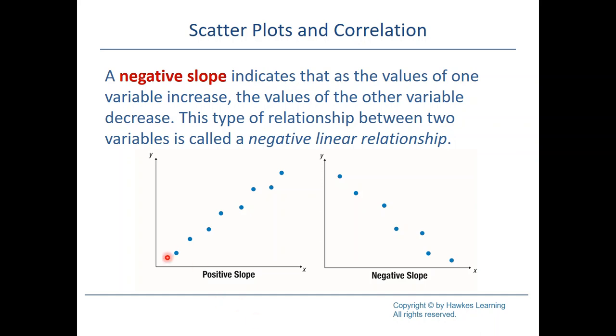That type of relationship will be called a negative linear relationship. And again, we read left to right. Left to right, it looks like it goes up, and left to right, it looks like it goes down. So negative slope here, positive slope here. And again, I'm not talking about anything being perfectly in a straight line, but it looks like they gather around a bit of a line.